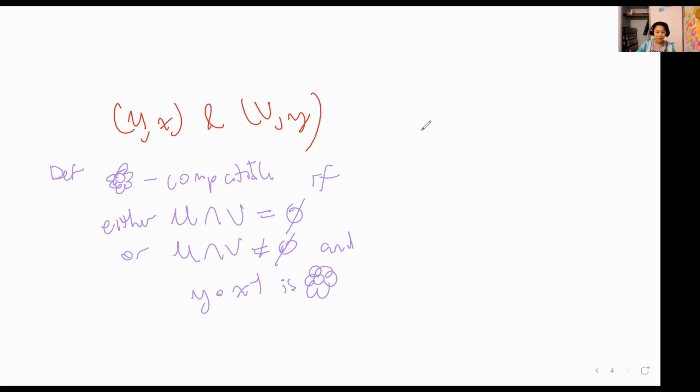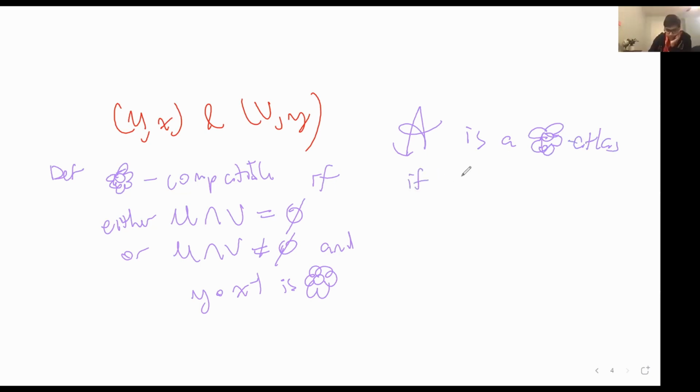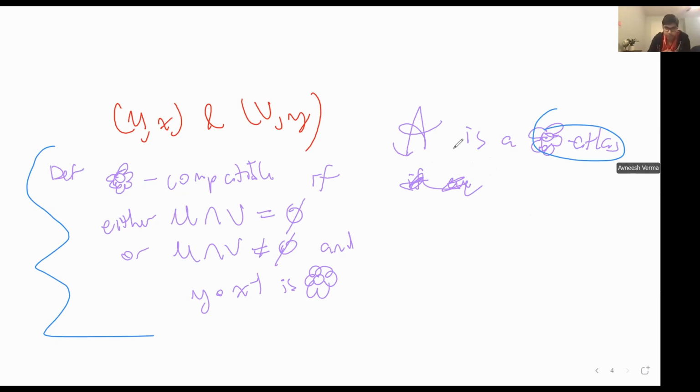Then we also define some atlas A, which is a flower atlas if every chart in the atlas is flower compatible. I should say that out loud because the video probably has lag between when I write and when it pops up. So if any two charts are flower compatible, the atlas is flower compatible. Cool.